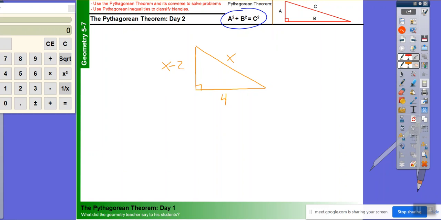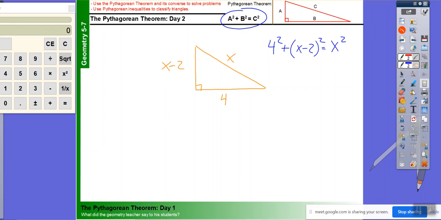Simplest radical form. So the big difference between this problem and problems you've seen in the past is instead of having one variable for a side length, now you have two. Two. All right. So Claudia, do you mind setting this up for us using the Pythagorean theorem? So wouldn't it be 4 squared plus x minus 2 in parentheses squared equals x squared?